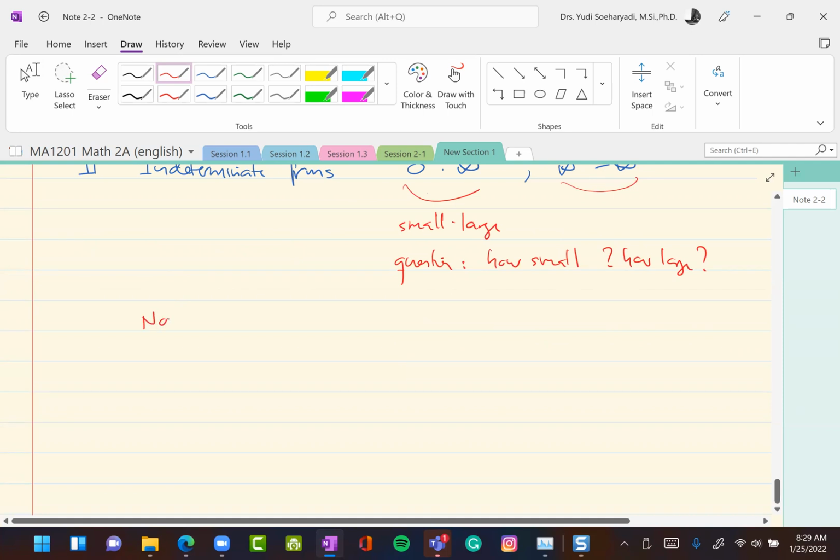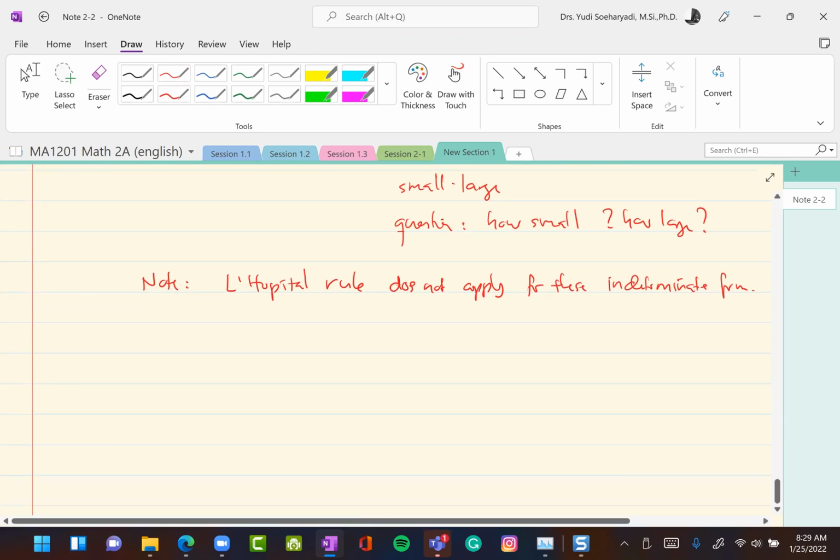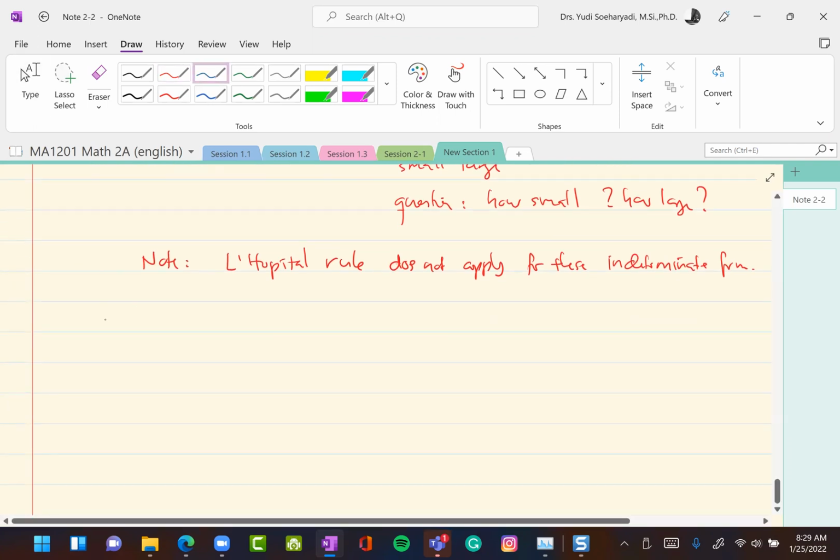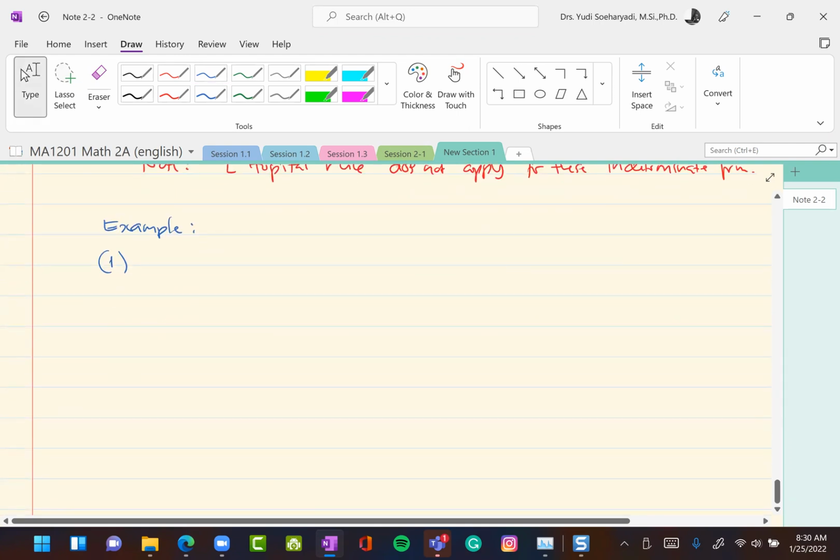The first thing is that L'Hopital's Rule does not apply to these indeterminate forms. It's not, I would say, directly applicable. So what can we do for this kind of problem? Let's take one example.